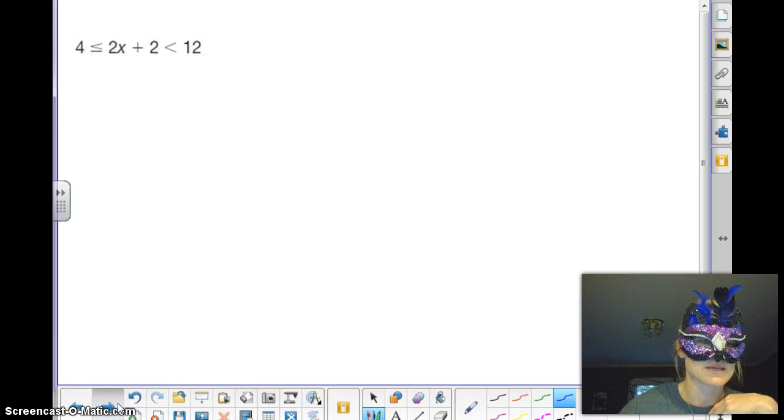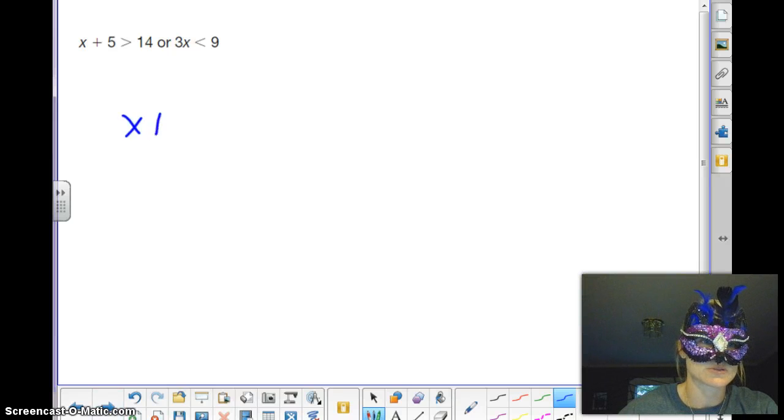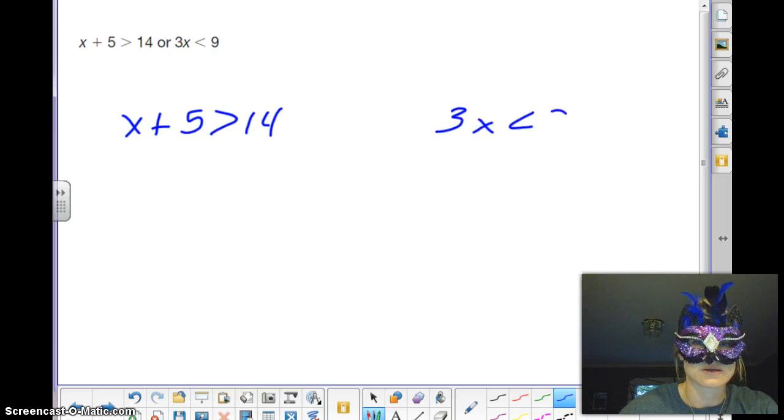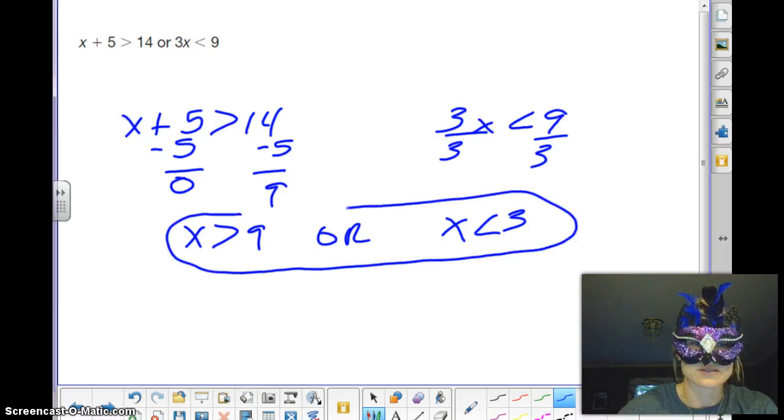All right. And then we have the OR problems. And just like with the other stuff, the ORs are easier. Okay. So it's already set up into 2 problems. So I'm just going to solve those 2 problems. Right, so we're going to subtract 5 here. That gives me 0. That gives me 9. x is greater than 9. And here we're going to divide by 3. So it's going to be x is less than 3. So my answer is x is greater than 9 or x is less than 3.